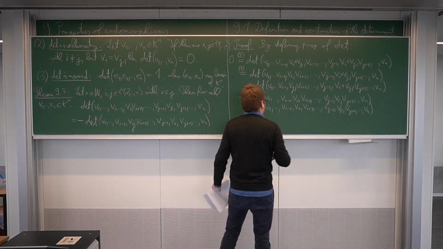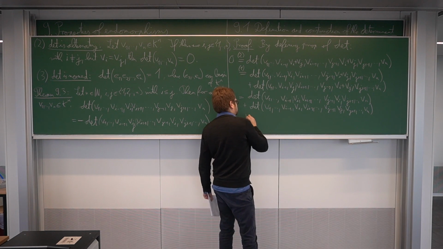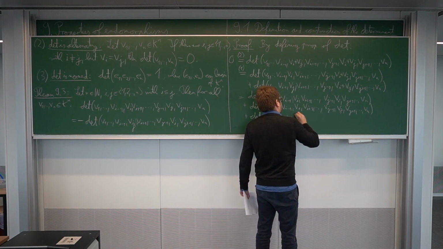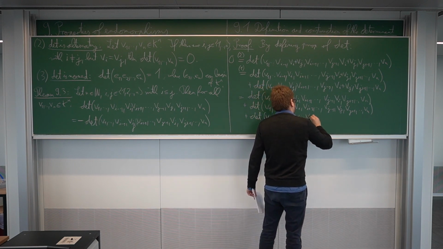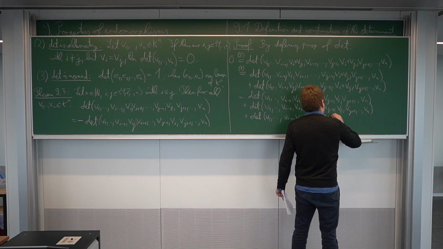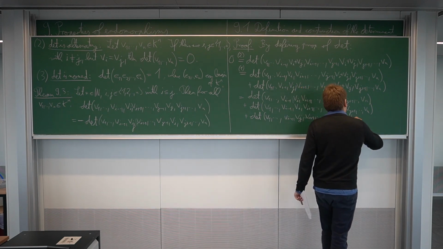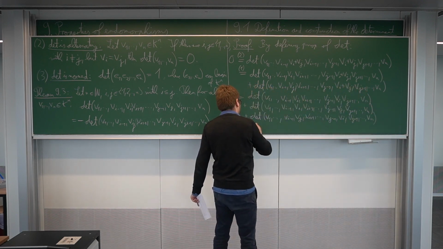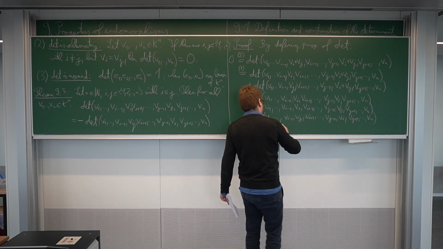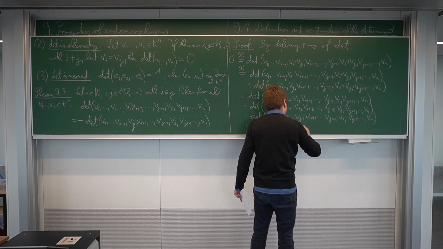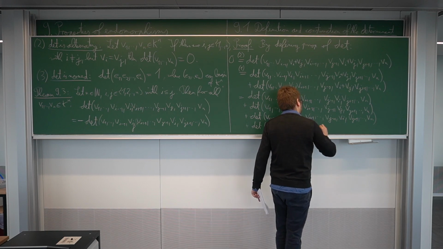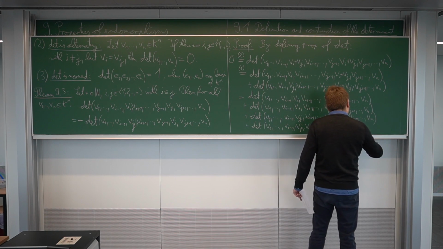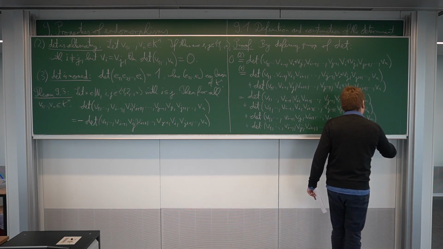Now the same with this term here. It's just the same summands, except that we get a vj instead of a vi in front. So we get the determinant of v1 to vi minus 1, vj, vi plus 1, vj minus 1, vi, vj plus 1. And finally, the determinant of v1 to vi minus 1, vj, vi plus 1, and vj minus 1, vj, vj plus 1 to vn.